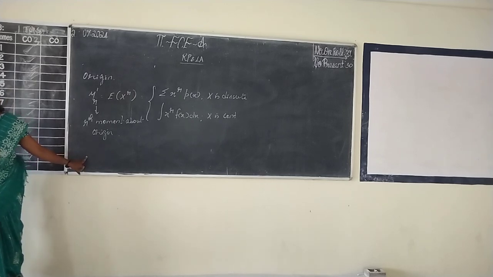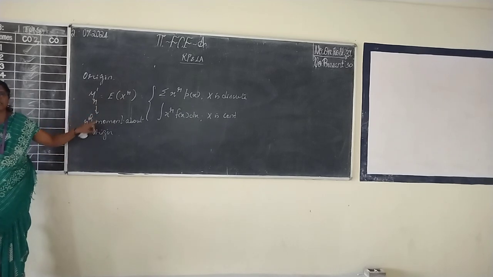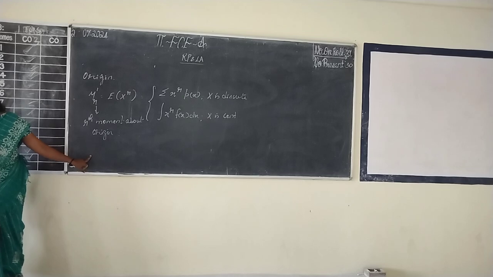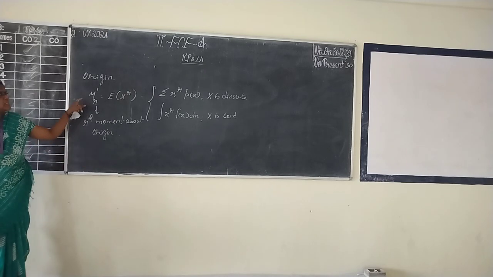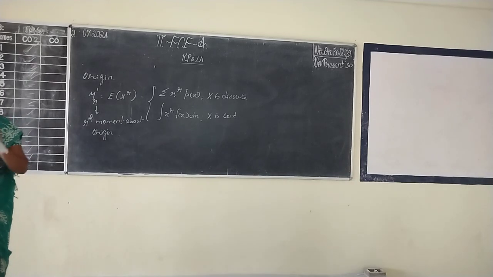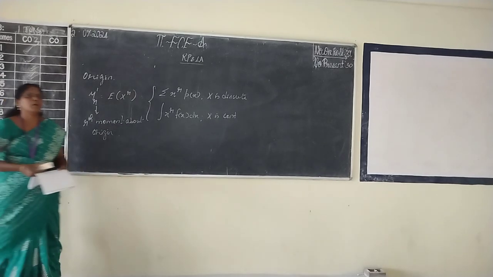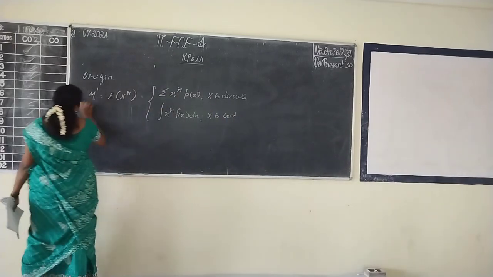First moment about origin. Mu r dash means the r-th moment about origin. Mu 1 dash means first moment about origin. Mu 2 dash, second moment about origin. Mu 3 dash, third moment about origin. So in the generalized formula, you are going to replace the corresponding r. The first moment about origin is called the mean.